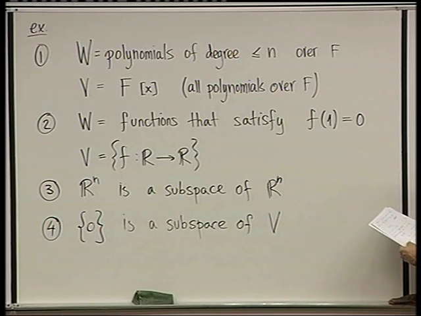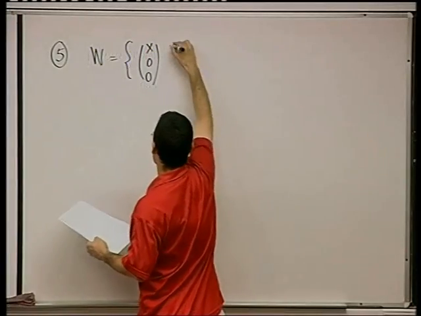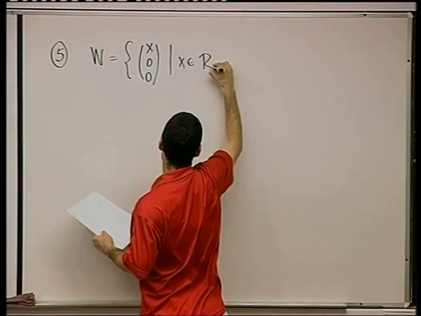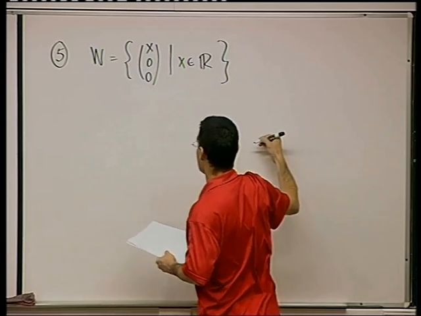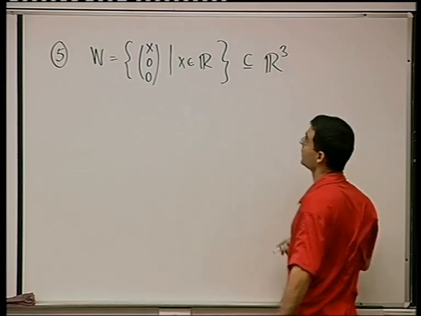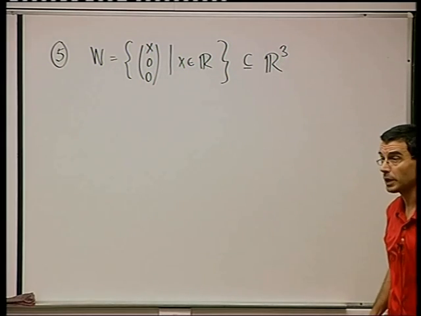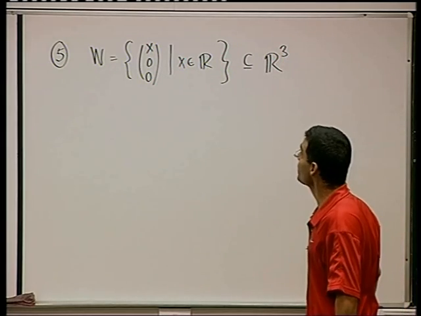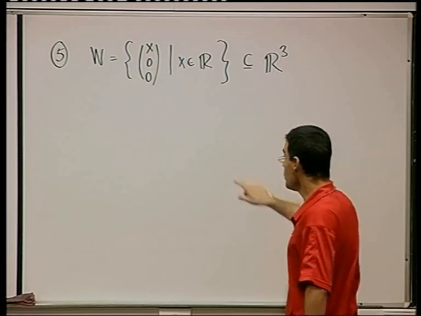Let's look at W, all vectors of the form x, 0, 0, where x is in R. This is obviously contained in R3 as a set. Do you agree? Okay. Is it a subspace? Yeah. Okay. Look at what's written here.